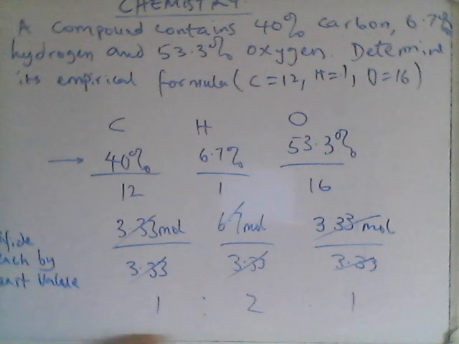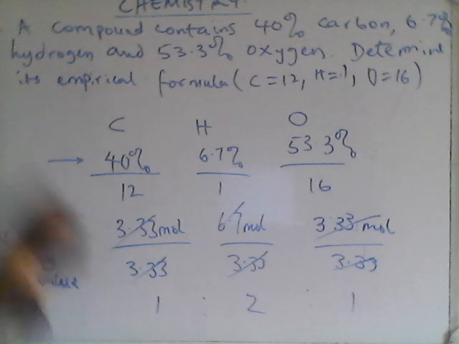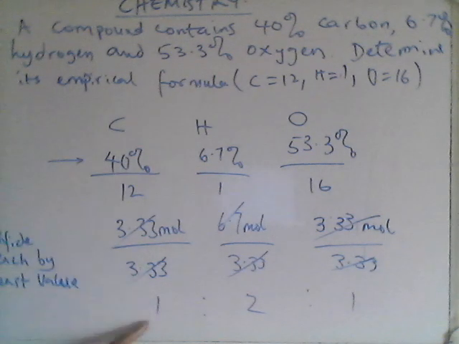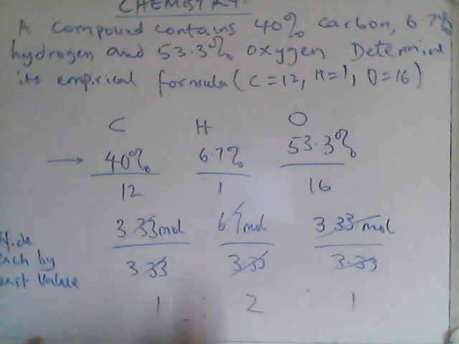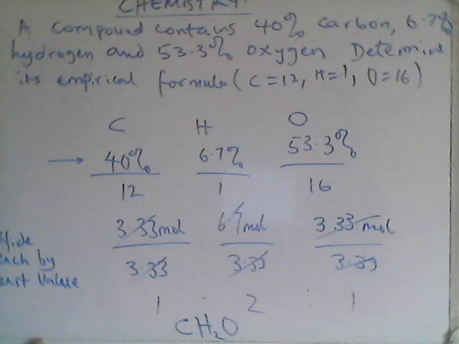That is the simplest. It's like LCM. So in this compound, I have the simplest representation: carbon as 1, so I write C. Then hydrogen is 2, so I have H2, and oxygen is 1, so I have O. That is CH2O. That's the empirical formula.